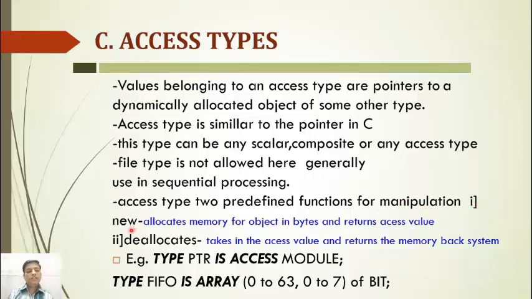First, new. It allocates the memory for objects in bytes and returns the access value. Second, deallocate. It takes in the access value and returns the memory back to the system. Example: type pointer is access module; type FIFO is array 0 to 63, 0 to 7 of bit.